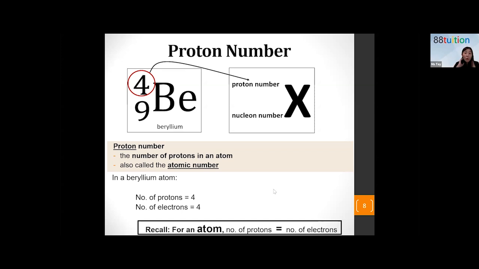Let me work this out for you. We talk about the proton having 1 positive charge each. So if I talk about the charges for the protons, because there are 4 protons, it's going to be +4. Because 1 proton carries 1 positive charge, 4 protons will carry +4 charge, and the electrons are negative.